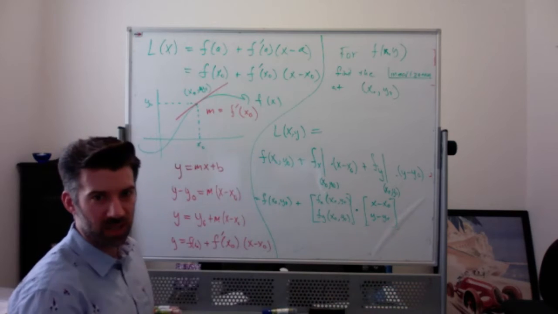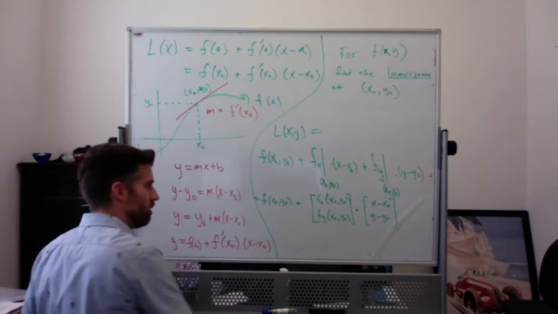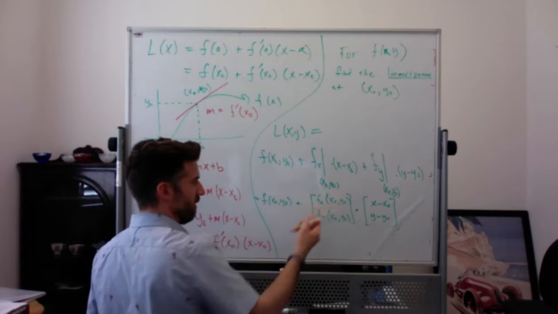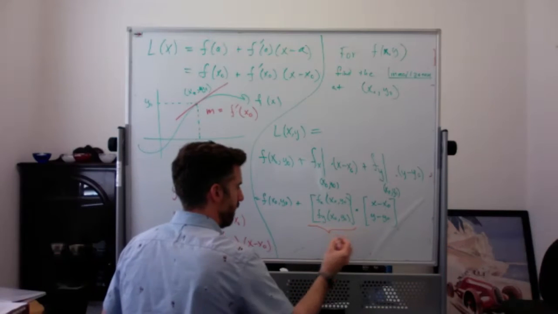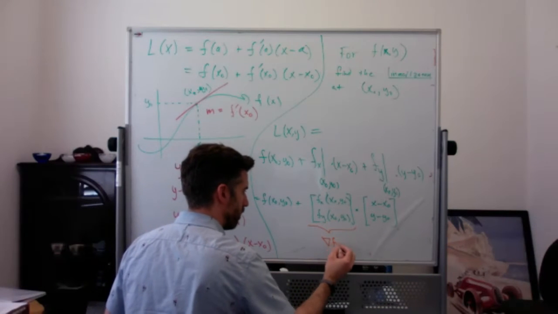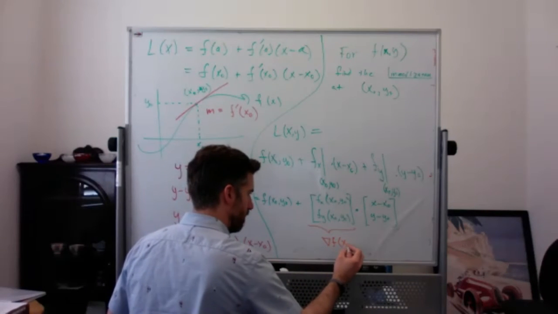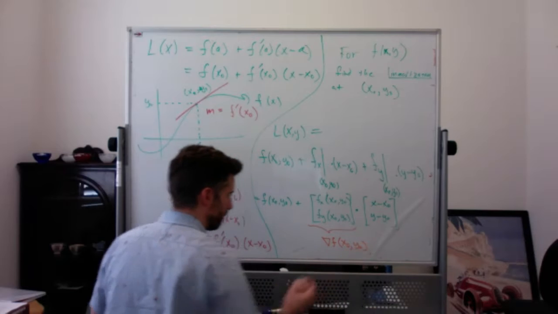That's the same equation, but this vector fx, fy is just the gradient evaluated at x naught, y naught.